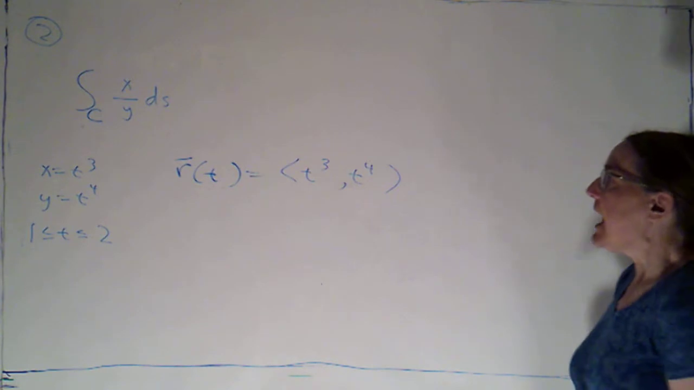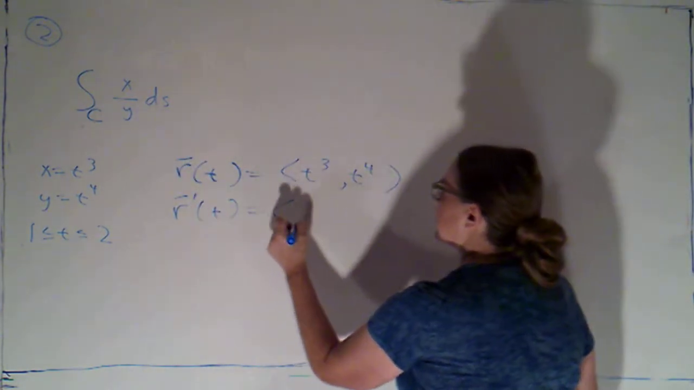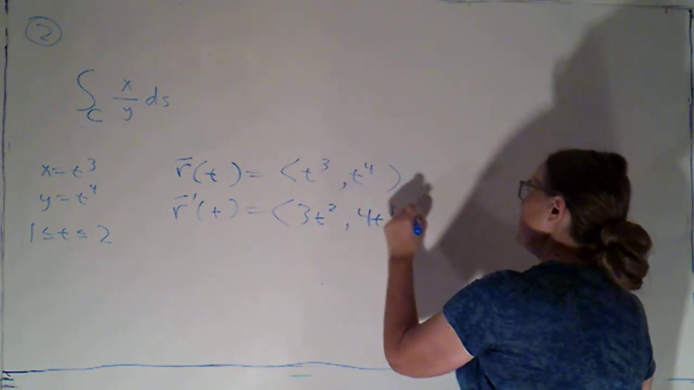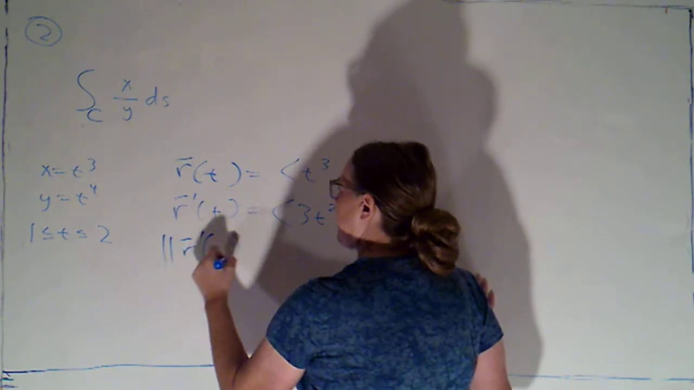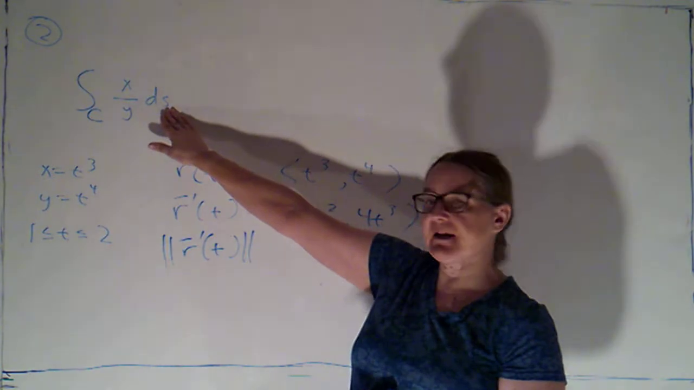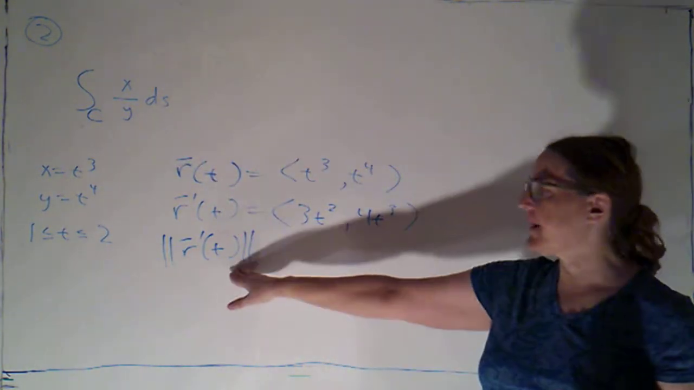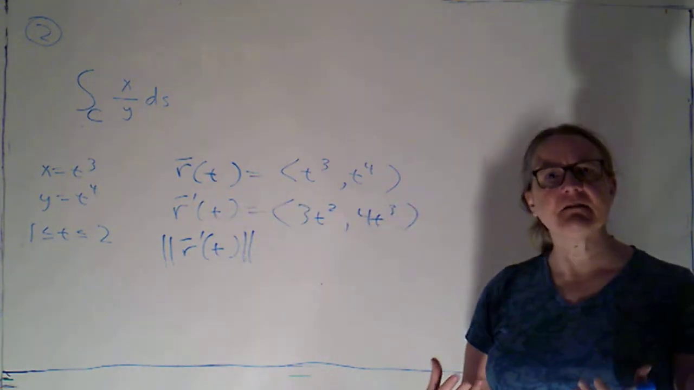Okay. And then I can find r prime of t. That's going to be 3t squared, 4t cubed. And I can find the magnitude of r prime of t. I'm going to need that because when I switch from integrating ds to dt, I'm going to need to multiply by the magnitude of r prime. I'm going to sort of refer to this as my scaling factor.